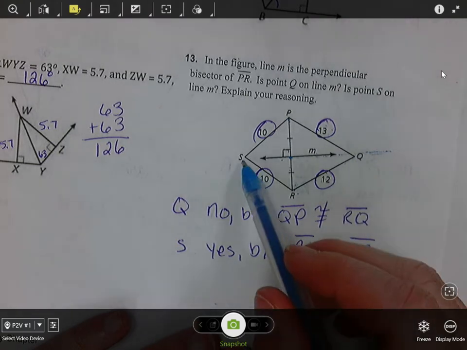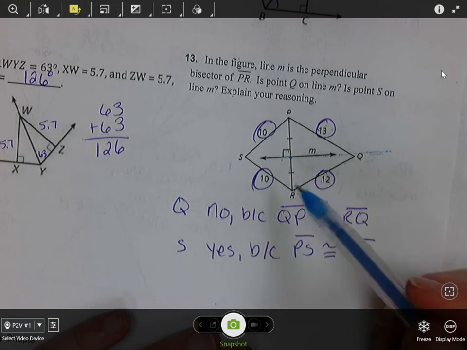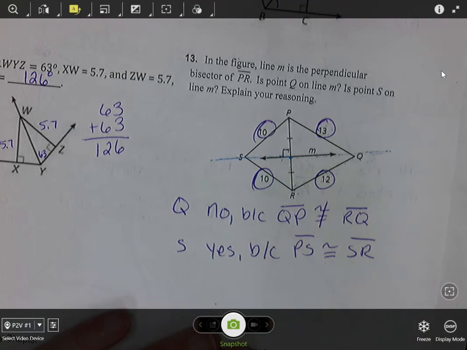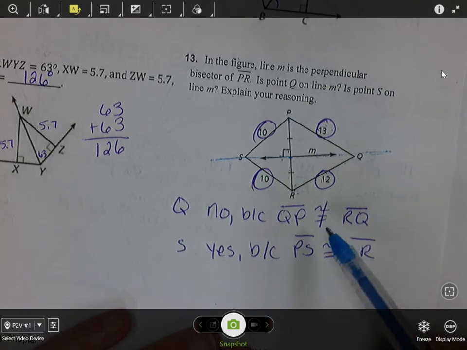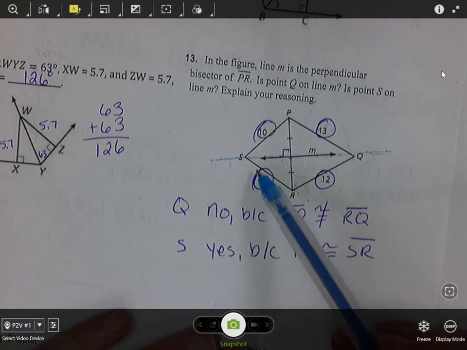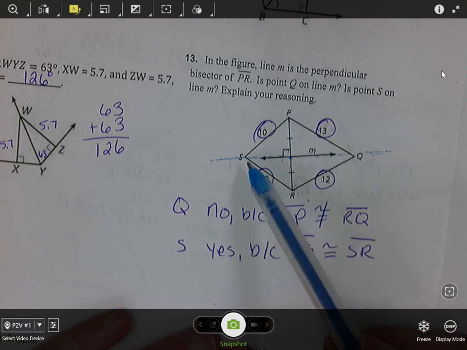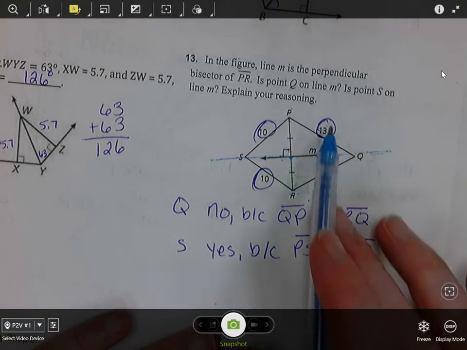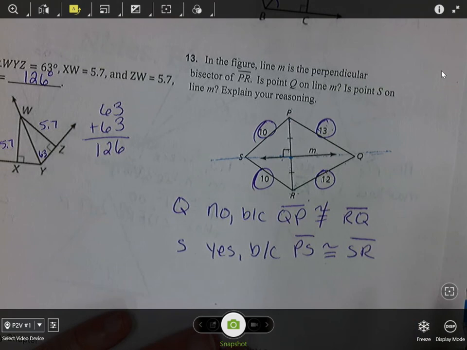But then look at point S. From S to P is 10, and from S to R is 10. So if I were to extend this line, it would go straight through point S. And that's because the segment PS is congruent to the segment SR. It's equidistant to the endpoints, which means it's going to be on the perpendicular bisector. This one's not the same, so it's not going to be on the perpendicular bisector.